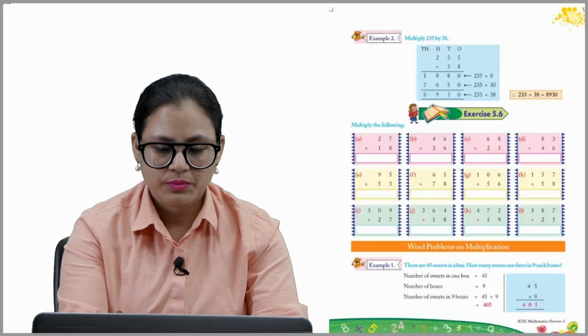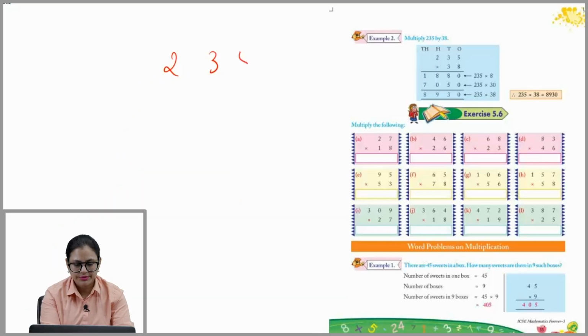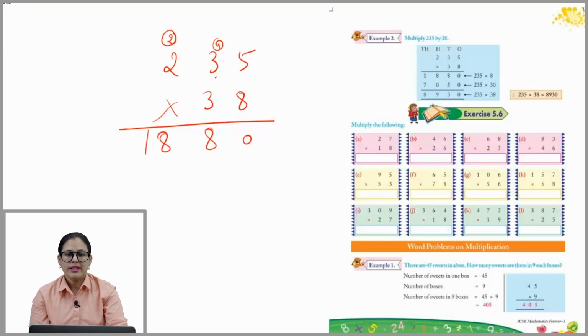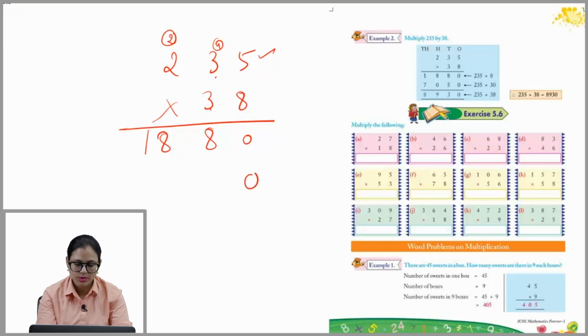Okay, next example, 235, we have to multiply by 38. 8 5s are 40, 4 carry. 8 3s are 24 plus 4, 28, 2 carry. 8 2s are 16 plus 2, 18. Okay, now we will multiply this number by 30 because 3 is at tens place.